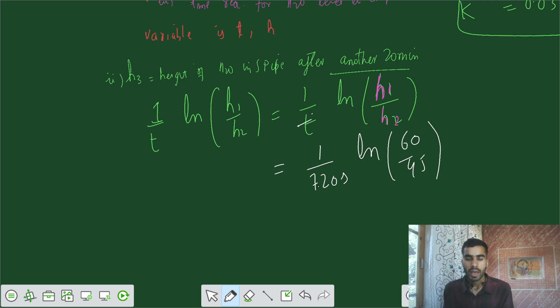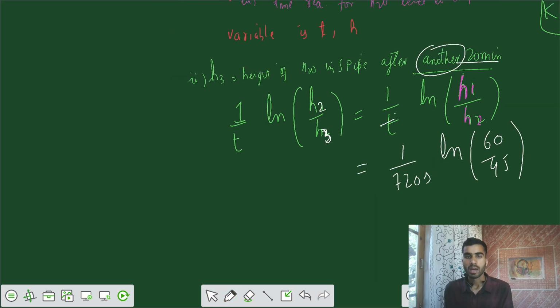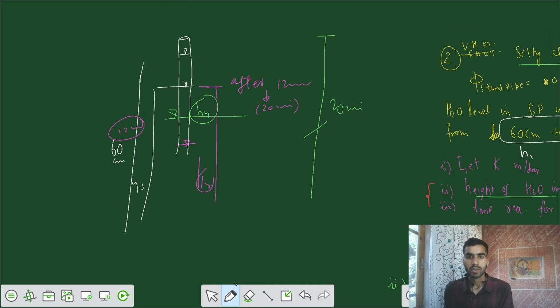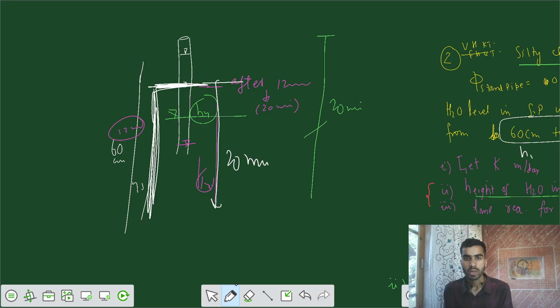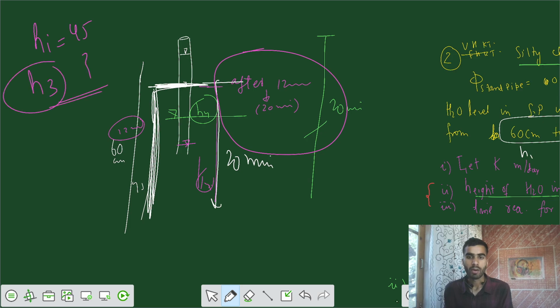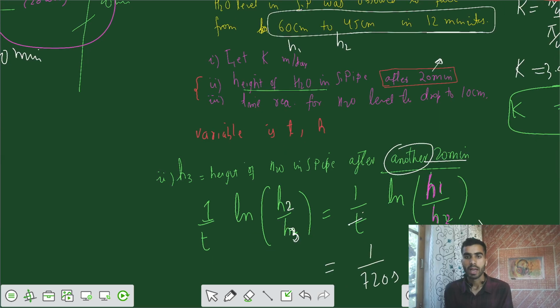So for H3, this would be H2 and this would be H3, because I am calculating after another 20 minutes. Another means that once it has reached this level of H2, after that we take 20 minutes more. So the initial height is actually 45 and the final value is H3. I need to calculate the value of H3 in that time interval of another 20 minutes.